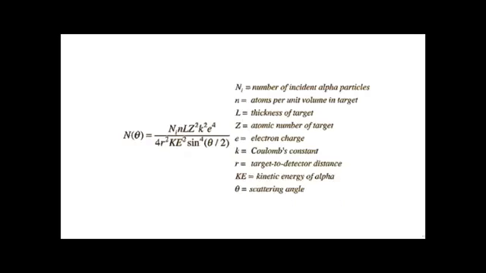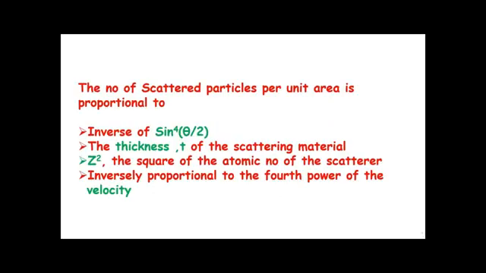Rutherford, based on alpha ray scattering experiments, calculated the number of alpha particles scattered at an angle theta. The number of alpha particles scattered per unit area is proportional to the inverse of sin power 4 theta by 2, where theta is the scattering angle, the thickness T of the scattering material, Z square, the square of the atomic number of the scattering material, and also inversely proportional to the fourth power of the velocity.